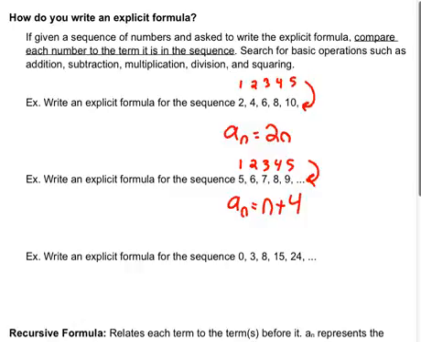Okay, so usually this isn't too difficult. It's just getting used to that pattern recognition. Looking at the position of the term, what am I doing to it to get the term itself?